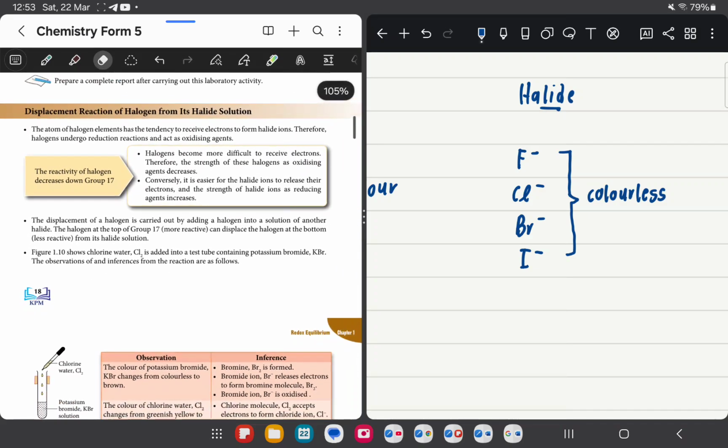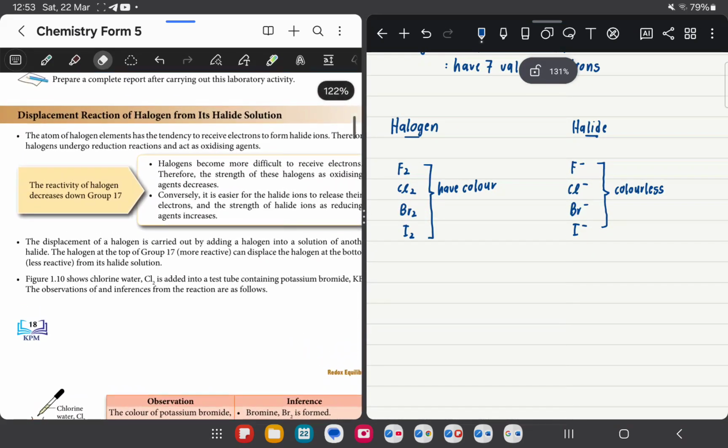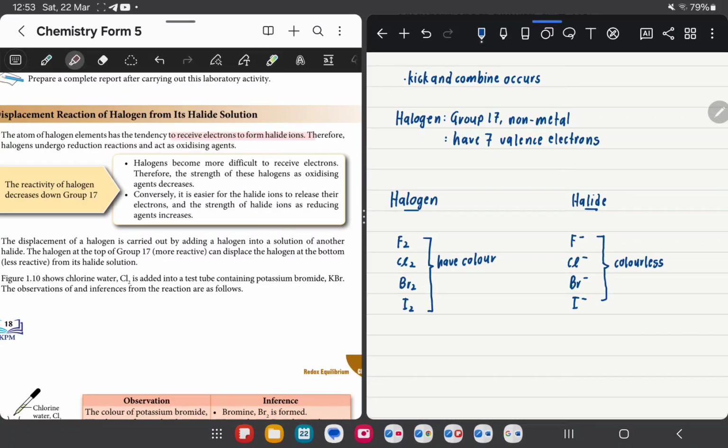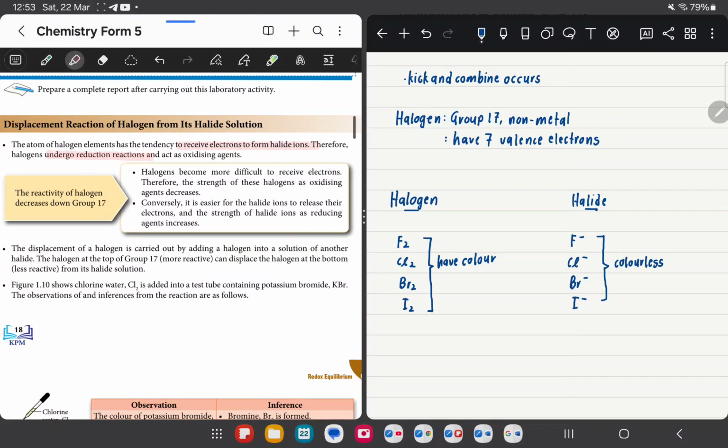Okay, so we read the explanation in this part. The atoms of halogen elements have the tendency to receive electrons to form halide ions. Yes, correct. Why do they have the tendency? Because they have 7 valence electrons only. To have a complete valence shell, they must have 8 electrons. That's why they have the tendency. So they undergo reduction reaction and act as oxidizing agent.